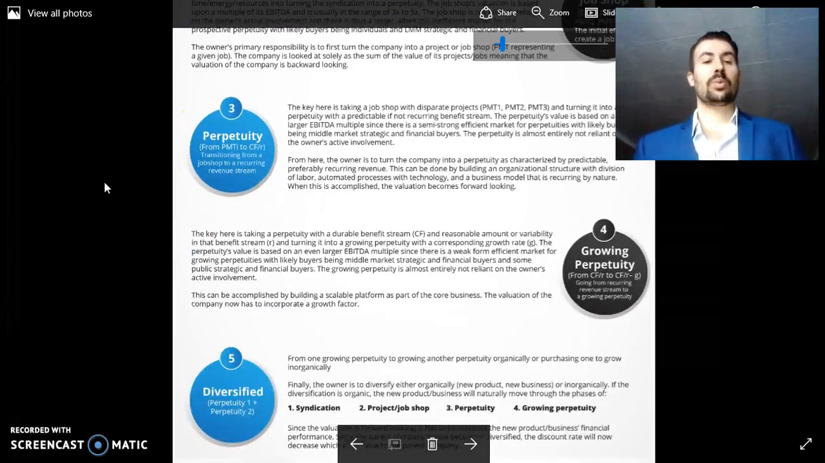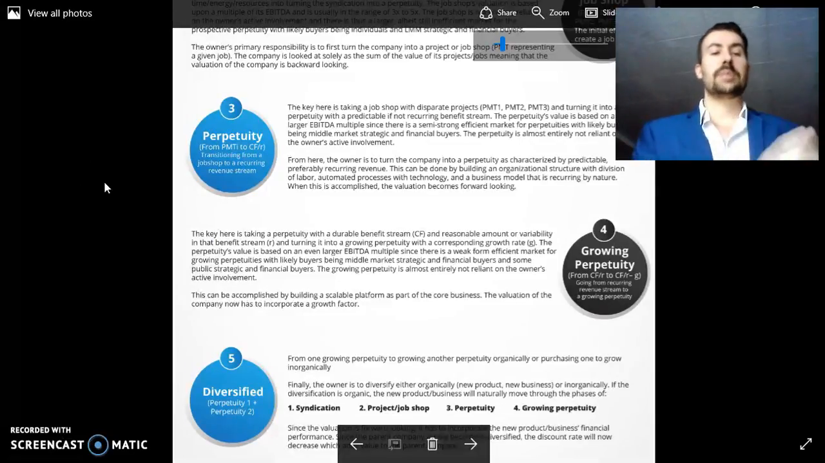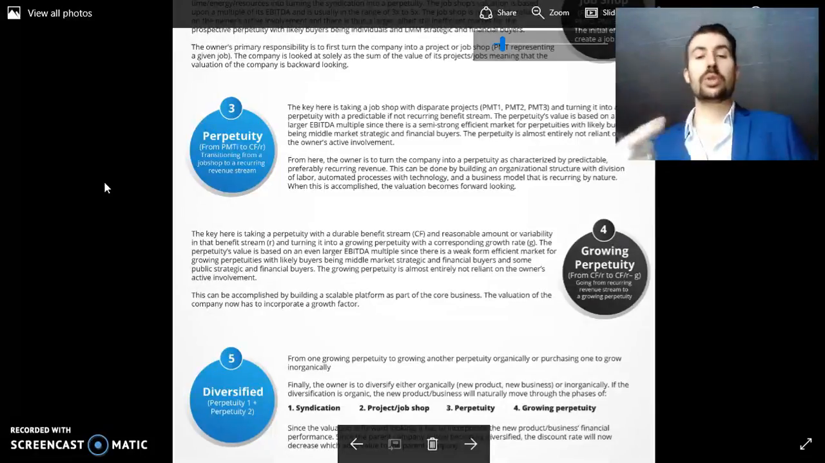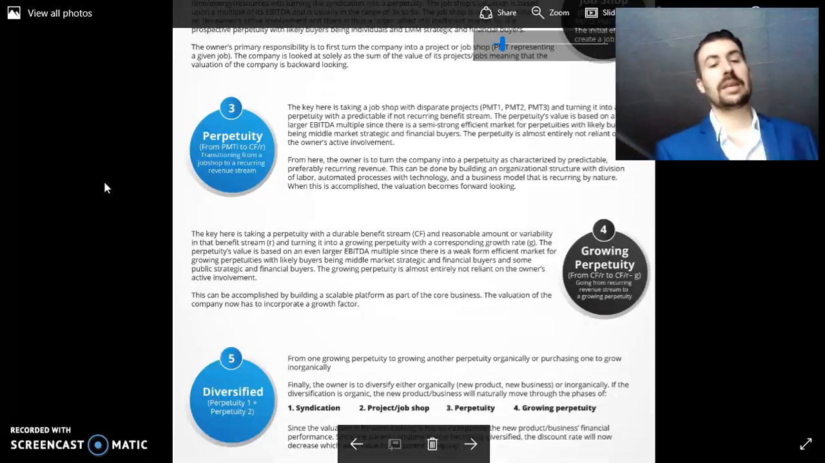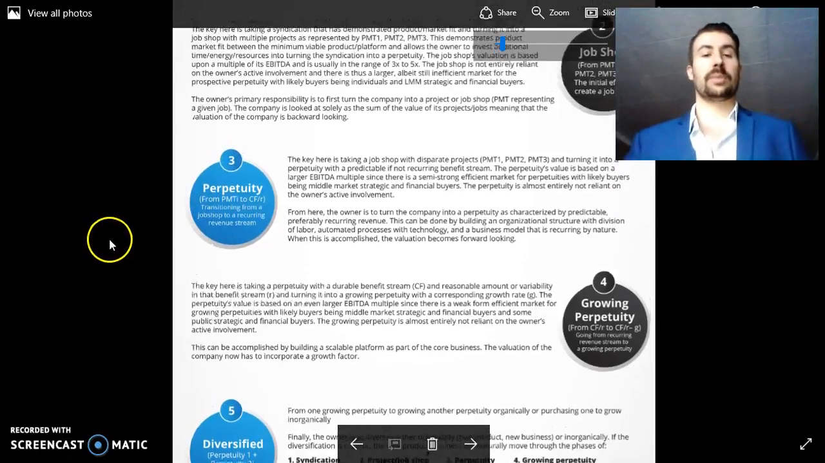So the perpetuity, or the third phase of the perpetuity, is going from separate PMTs, transitioning into a durable cash flow stream characterized by recurring revenue. And that's why we transition from PMT to CF over R, or our benefit stream over our discount rate. And that is ultimately how we make that transition. So transitioning from a job shop to a recurring revenue stream is ultimately what we're trying to look for here.